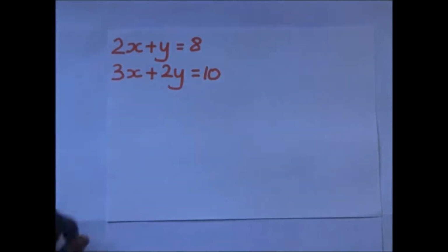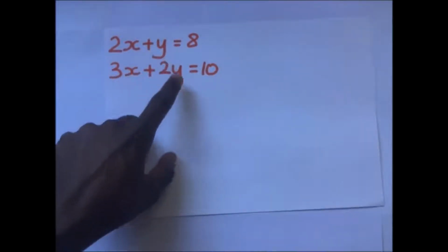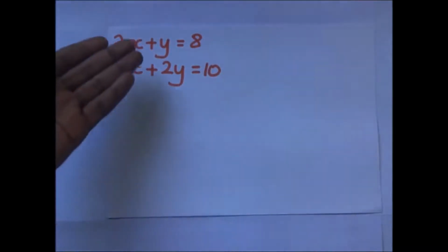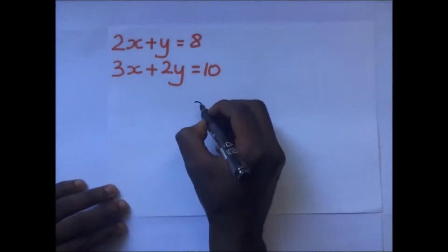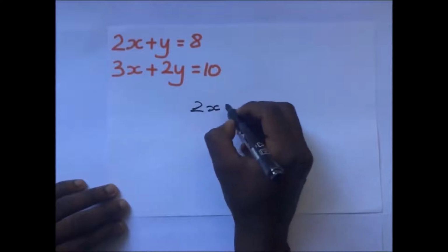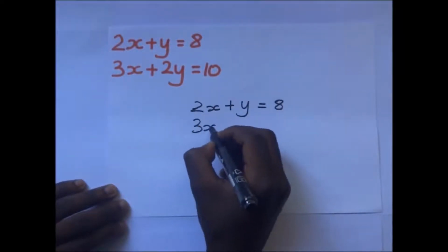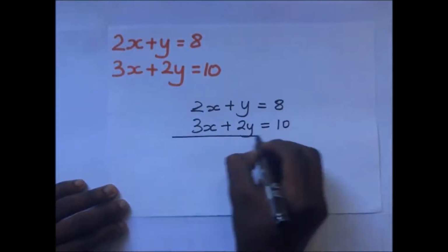If you look at this number, the coefficient of x here is 2, the coefficient of x here is 3. If you look at this one, the coefficient of y here is positive 1 and the coefficient of y here is positive 2. Now we look for what to eliminate. We can eliminate with either x or y depending on us. So this is how we do it. It's going to become 2x plus y is equal to 8. 3x plus 2y is equal to 10.